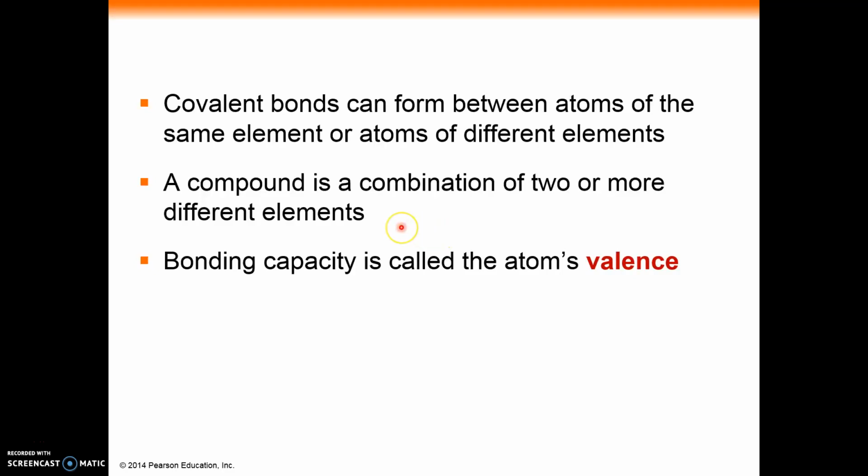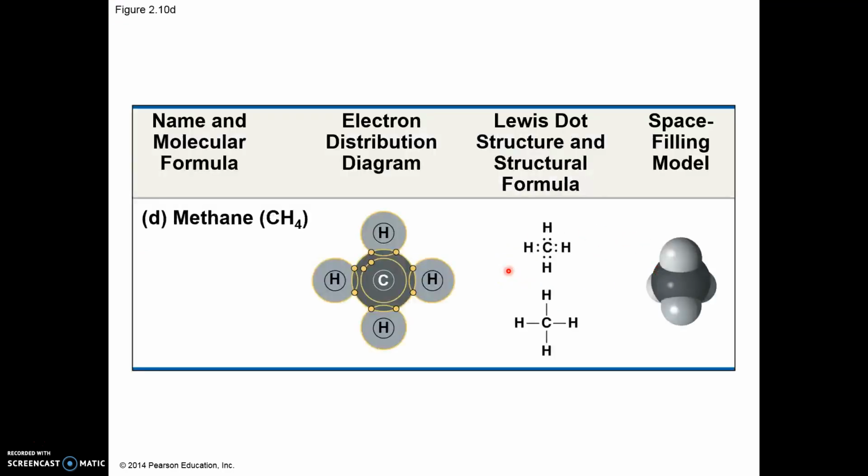All right, so picking up where we left off last time, we were talking about how covalent bonds form, and we left off with the bonding capacity being called the atom's valence. Okay, so this might be easier with an example.